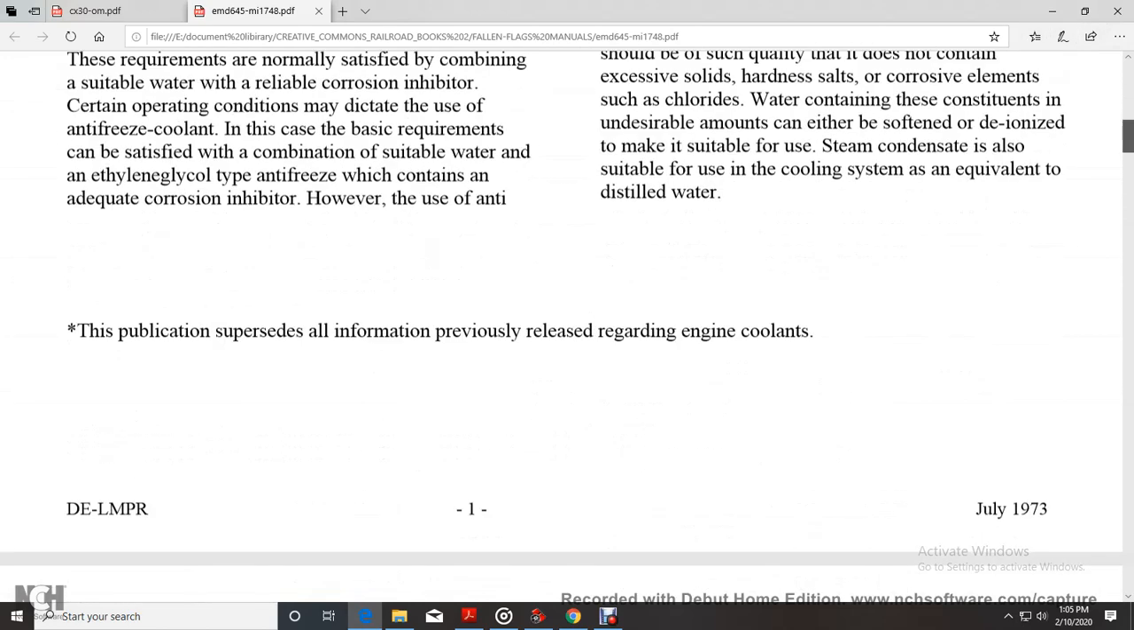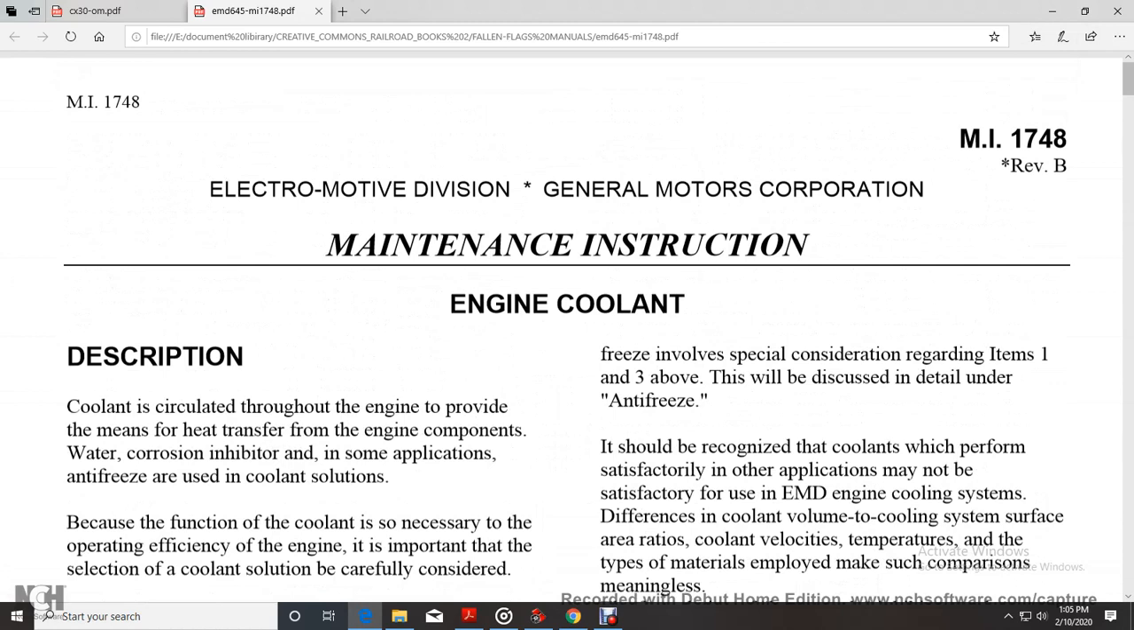I believe it's General Motors, not General Electric. General Motors Corporation, maintenance instruction 1748, revision B.